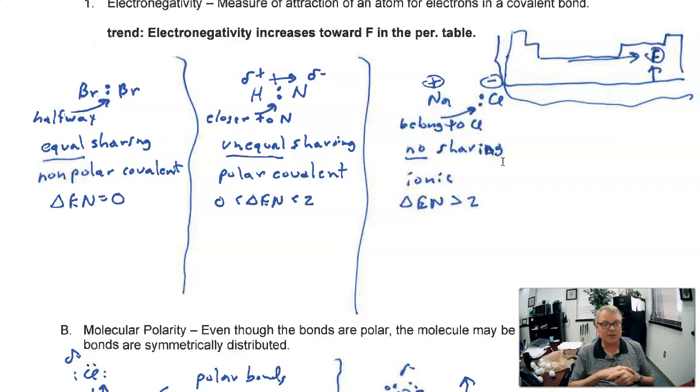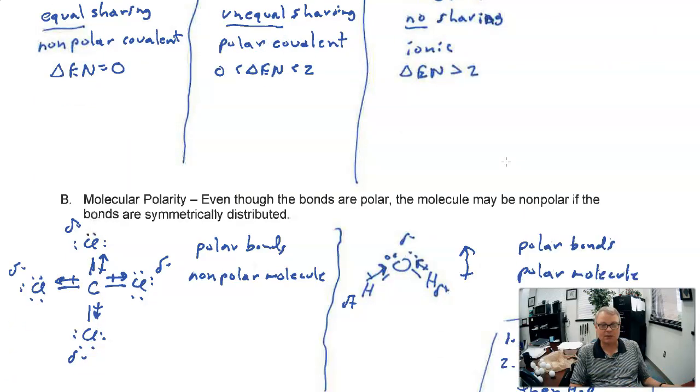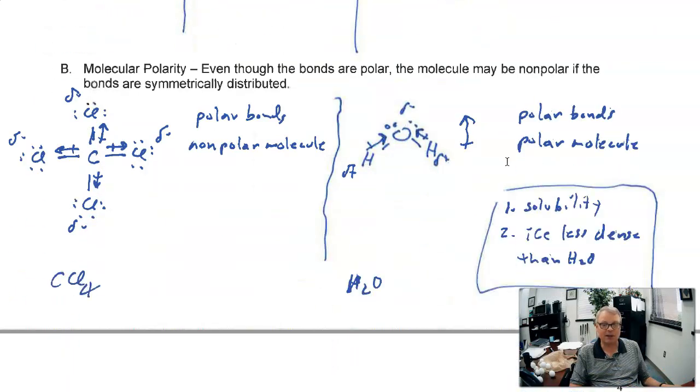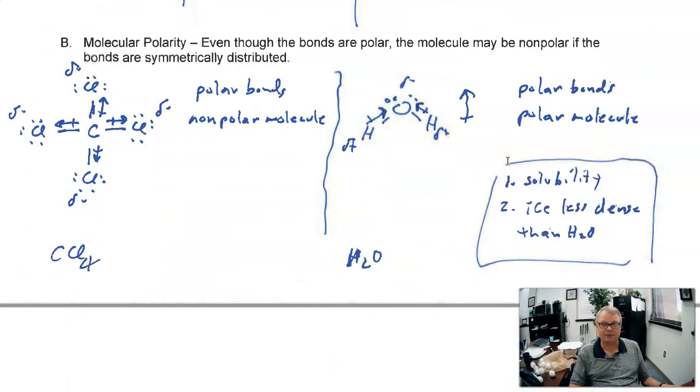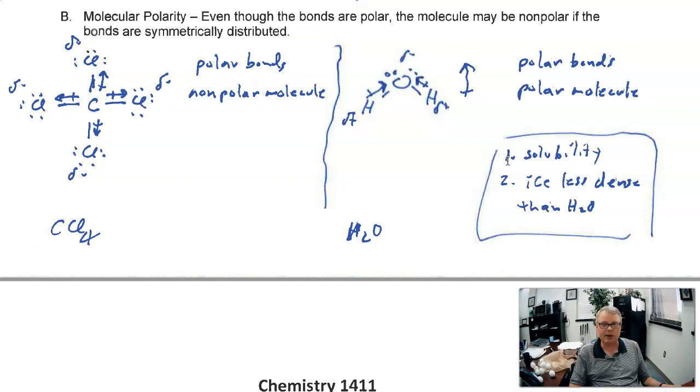So what does that have to do with polar and nonpolar molecules? Now we can talk about that in a meaningful way. So let's talk about that. So molecular polarity here. If the bonds are nonpolar, the molecule is nonpolar. That's simple. It's quite easy. All right. If your bonds are polar, it might be polar, it might be nonpolar if the bonds are what we call symmetrically distributed. What do we mean by that?